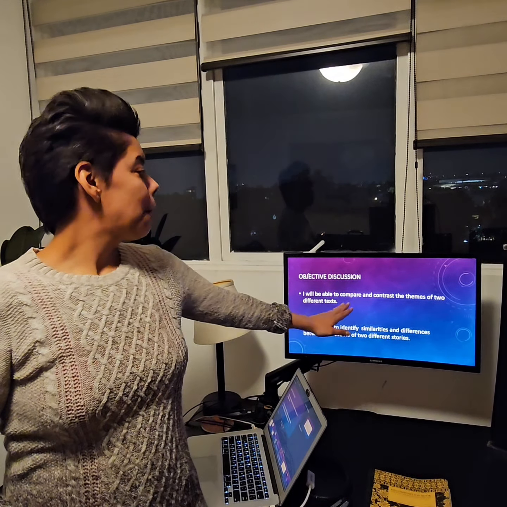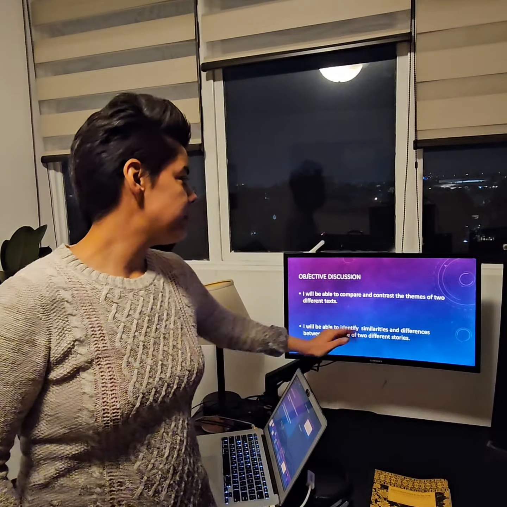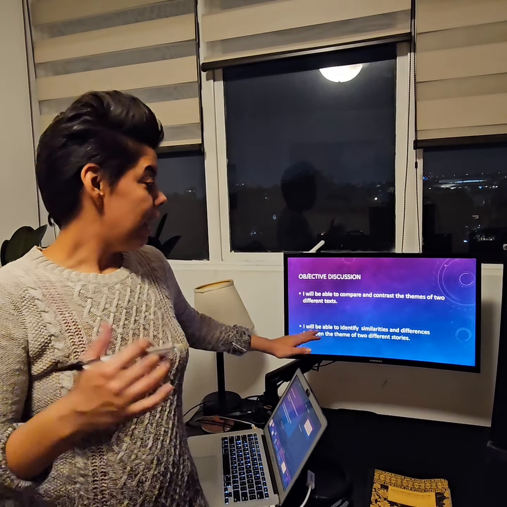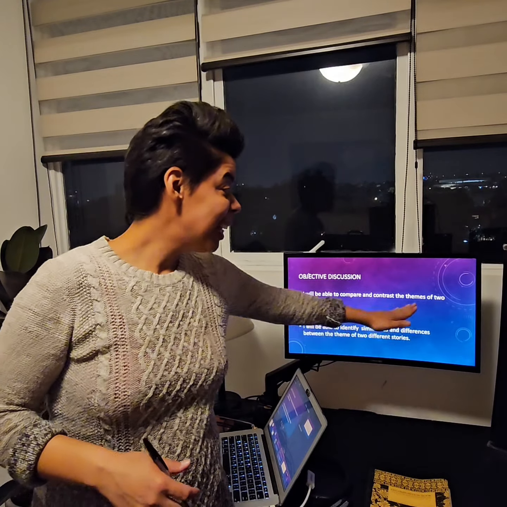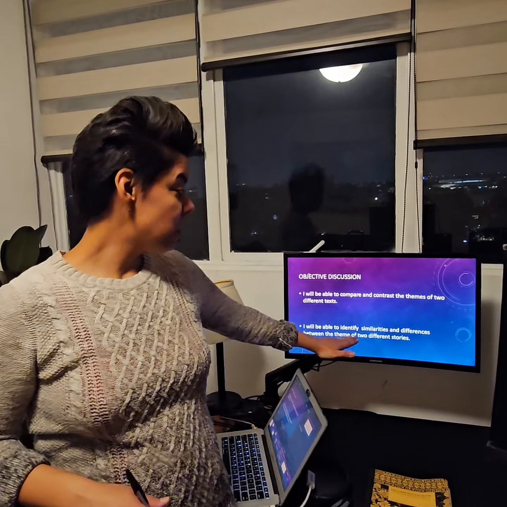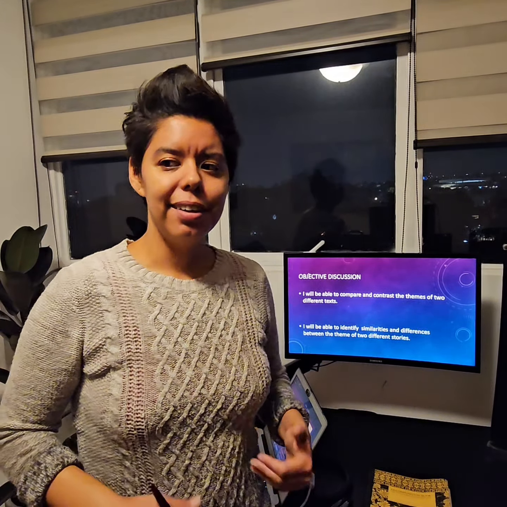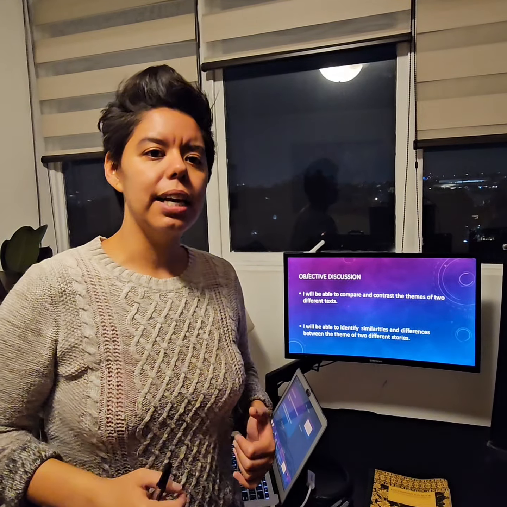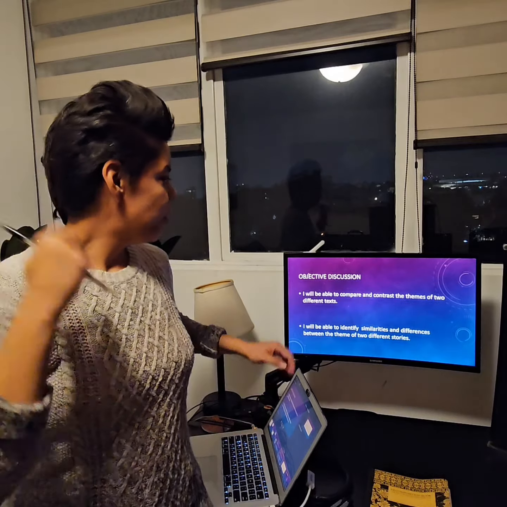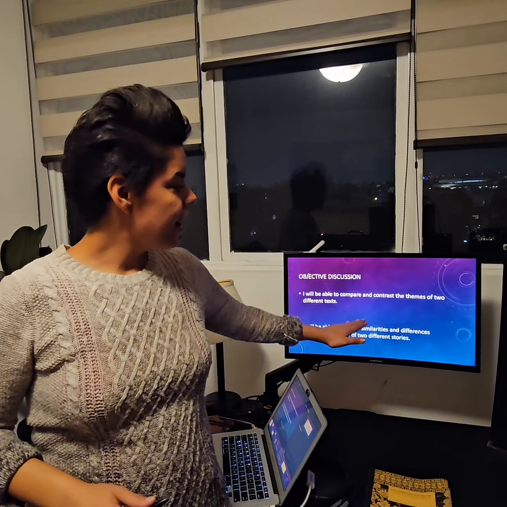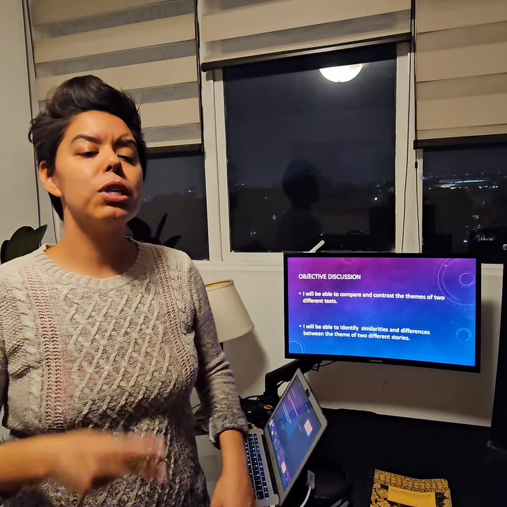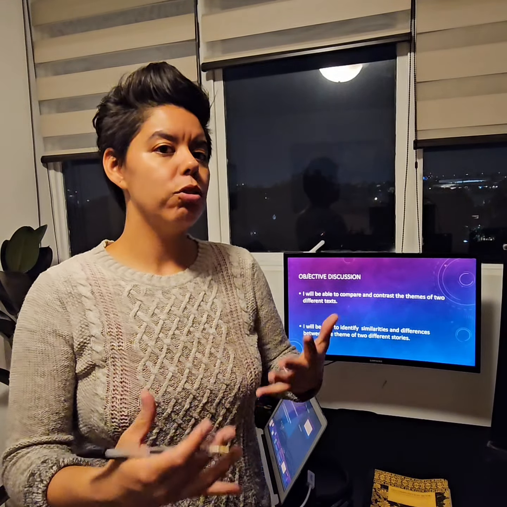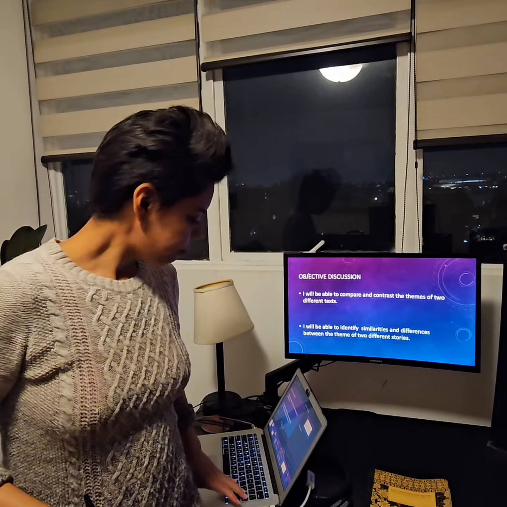I will be able to compare and contrast the themes of two different texts. Okay? That's to say that I will be able to identify similarities and differences between the themes of two different stories. Yeah, okay? Now, let's go ahead and say the objective as a class. Ready? 1, 2, 3. I will be able to compare and contrast the themes of two different texts. Okay, so that's what we're going to accomplish today.